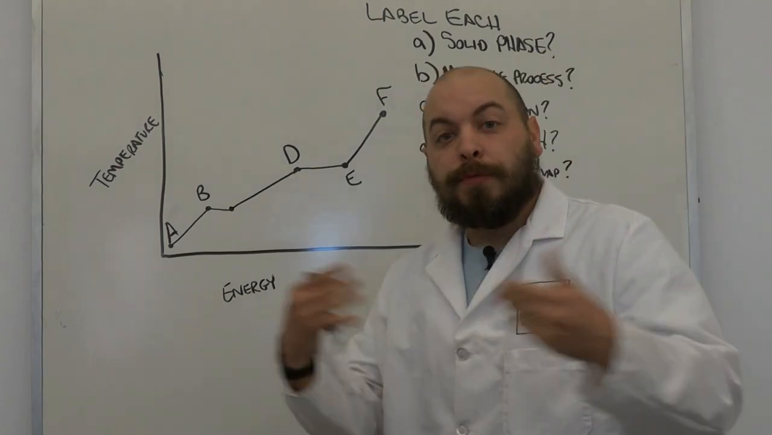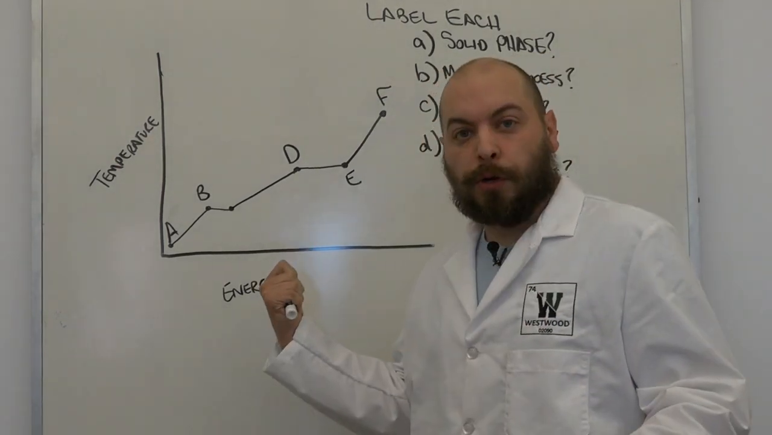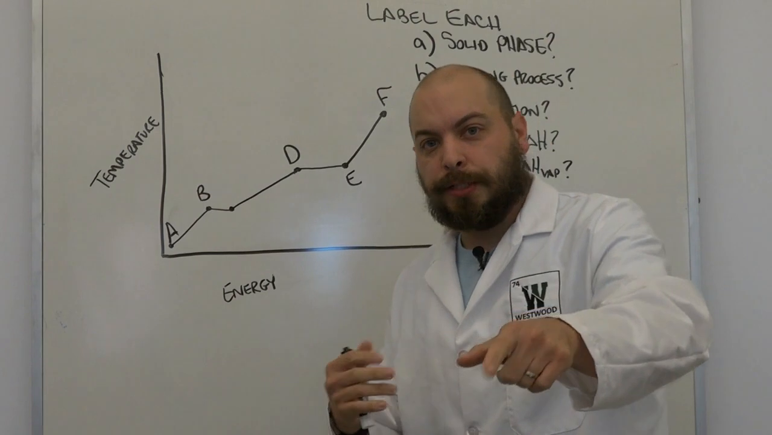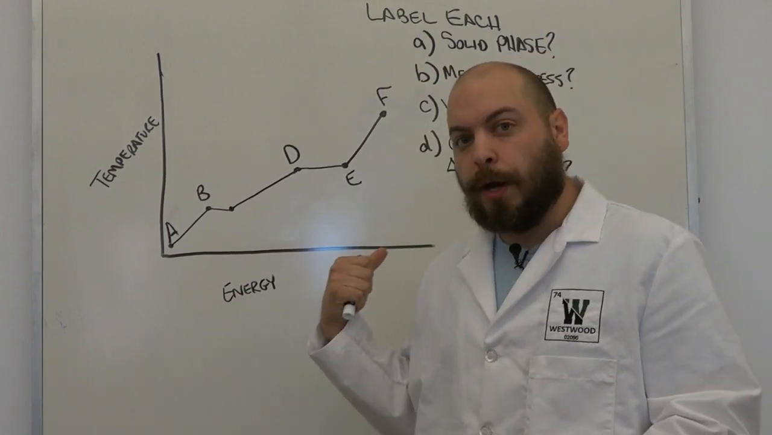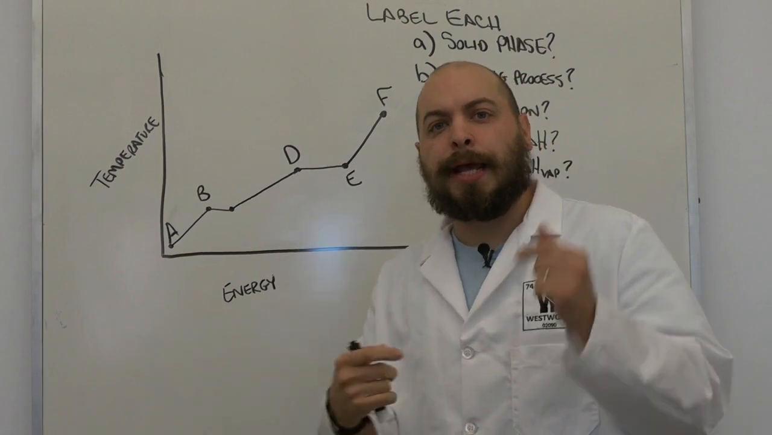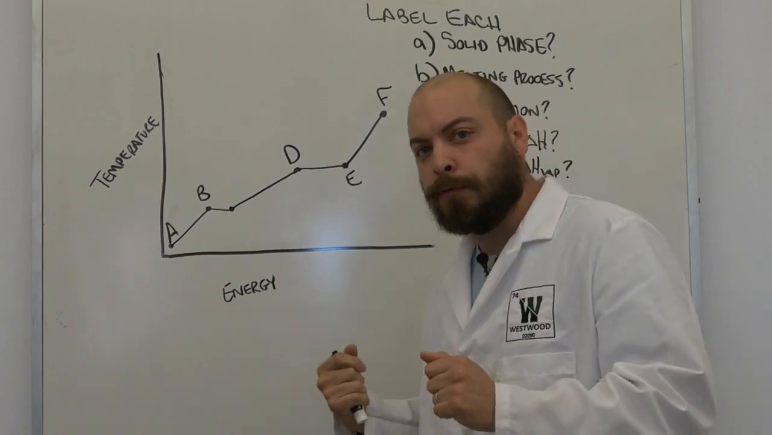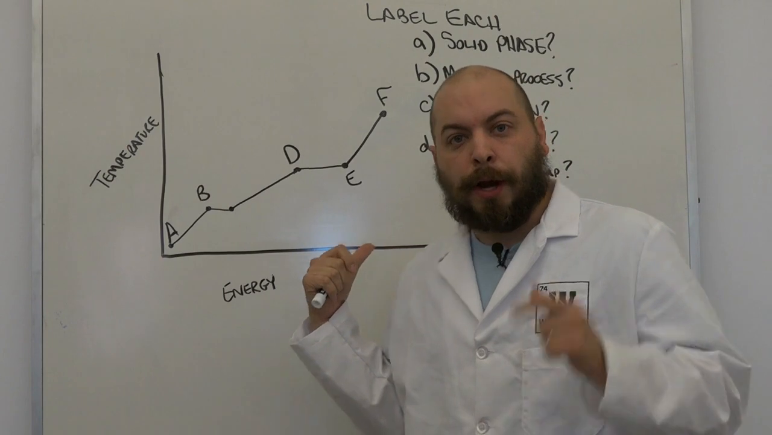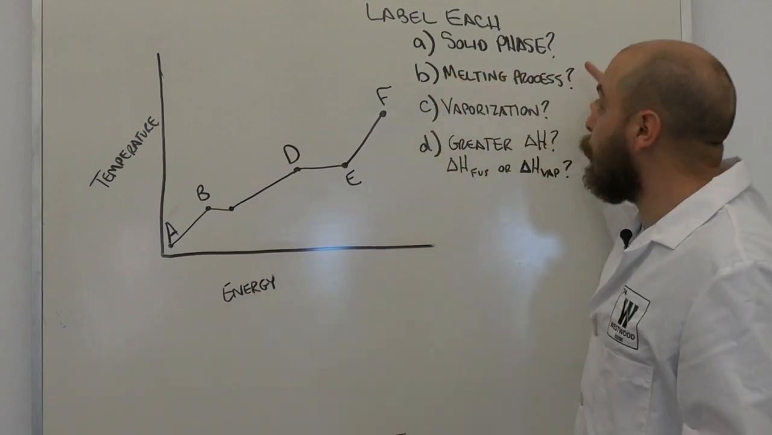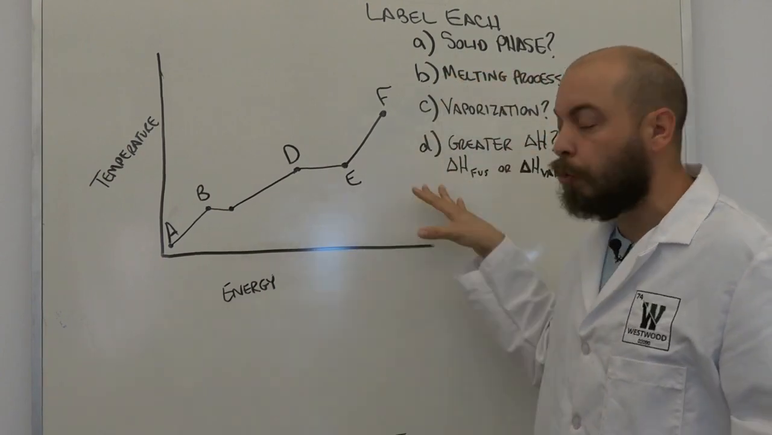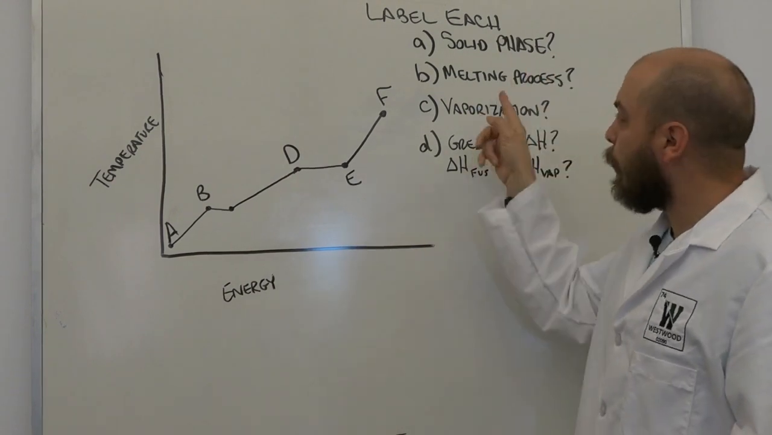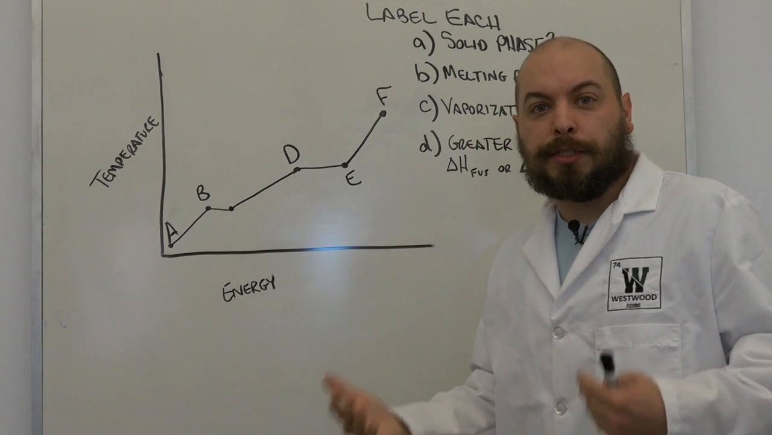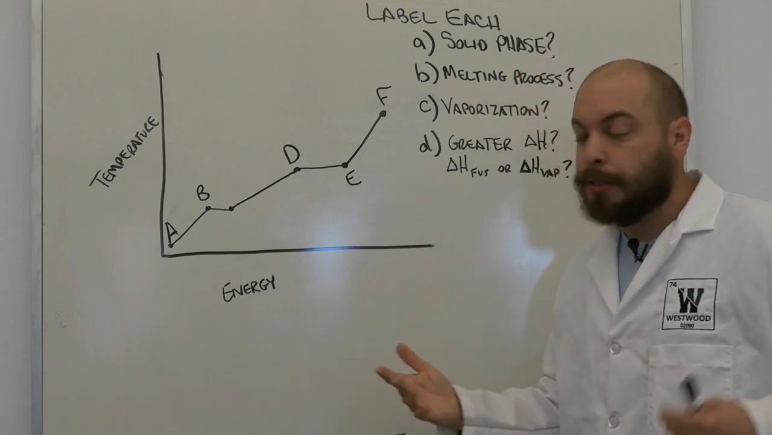All right, now that we've gone over this curve, let's give you a chance to go ahead and label some of it yourself. So I have these 4 questions that I want you to look at and label each part of the curve respectively. All right, so here we go. First, I want you to tell me where along this curve, between any points, is it going to be in its solid phase? Secondly, where is the melting process occurring between points?